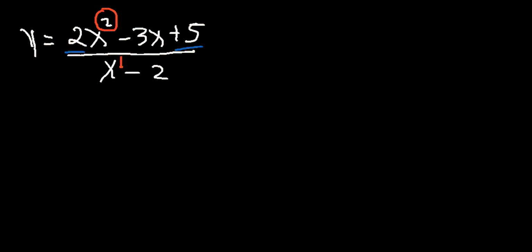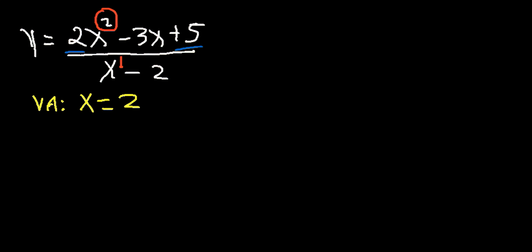If we multiply these two numbers, 2 times 5 is 10, and we need two numbers that multiply to positive 10 but add to negative 3. That doesn't work, because 2 times 5 will add up to 7, and negative 2 and negative 5 will add up to negative 7. So we can't factor the numerator. If we could, we should. We know the vertical asymptote is going to be x equals 2.